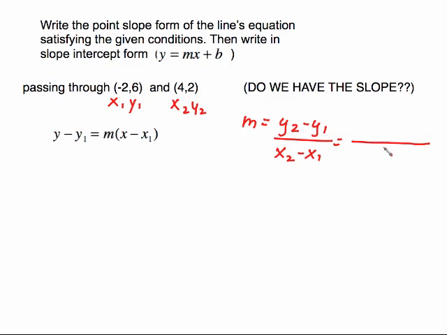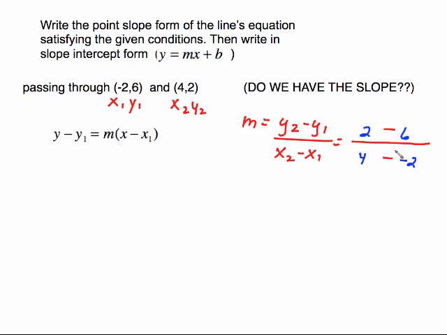I always suggest with slope that you draw the line and that you also put those two negatives right there so that you remember that it is a minus. So then we plug in y sub 2 is 2, minus that we already have there, y sub 1 is 6. On the bottom, x sub 2 is 4, and then x sub 1 happens to be a negative 2.